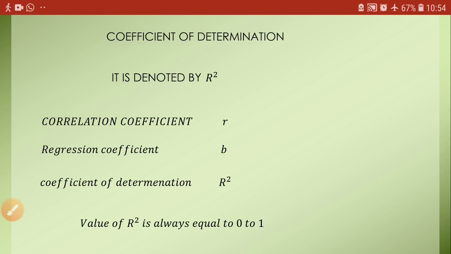Okay, so this was a brief introduction. We have started a topic, coefficient of determination. It is denoted by r square. I have told you that the word coefficient contains many things. Correlation coefficient means r, regression coefficient means b, and coefficient of determination means r square.